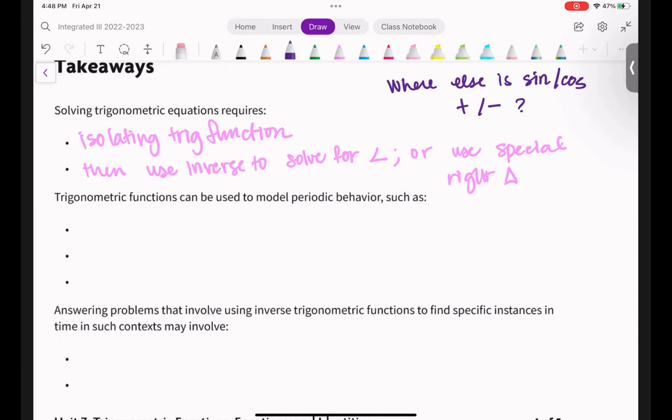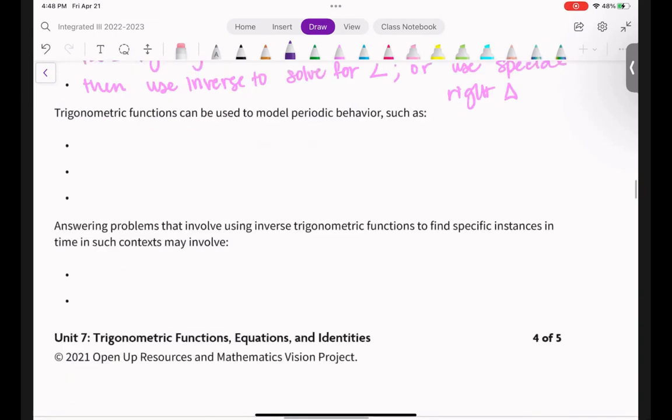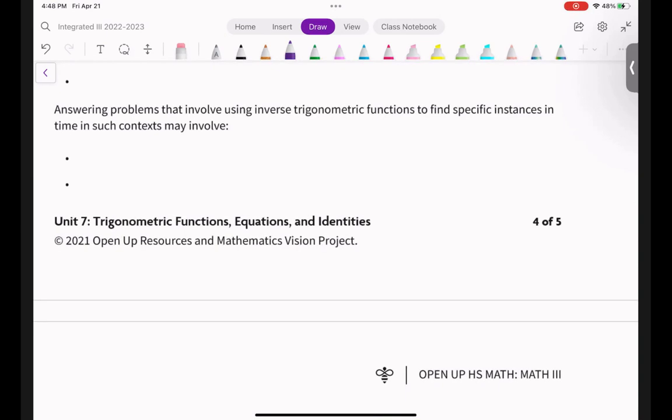Then it says trigonometric functions can be used to model periodic behavior such as the tides, the average length of sunlight, temperature. It's all of those things. So it doesn't have to be circular in nature. It says answer problems that involve using inverse trig functions to define specific instances in time, which in such context may involve finding an angle of rotation, like understanding what those values mean. So these are all things that you're going to be doing.